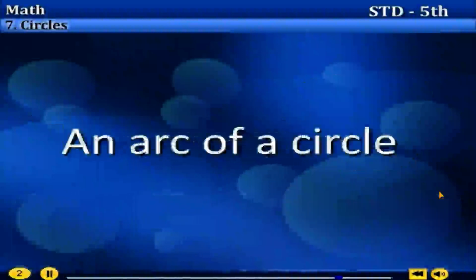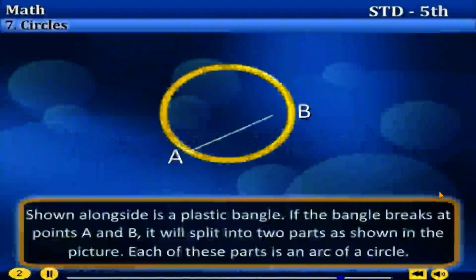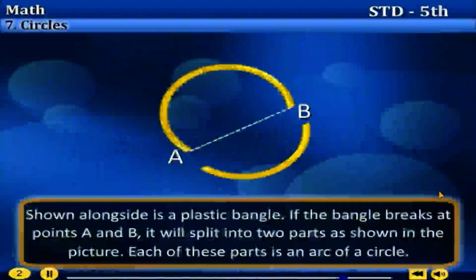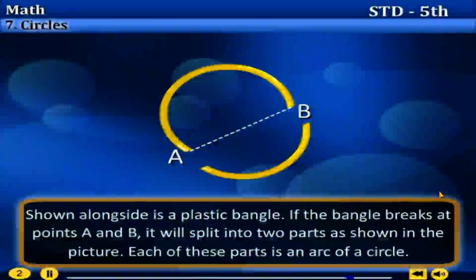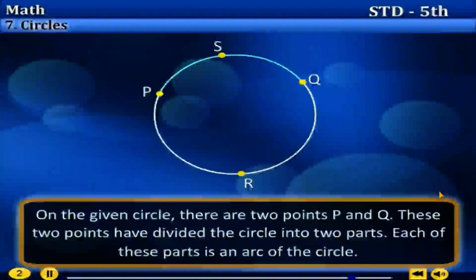An arc of a circle. Shown alongside is a plastic bangle. If the bangle breaks at points A and B, it will split into two parts as shown in the picture. Each of these parts is an arc of a circle.